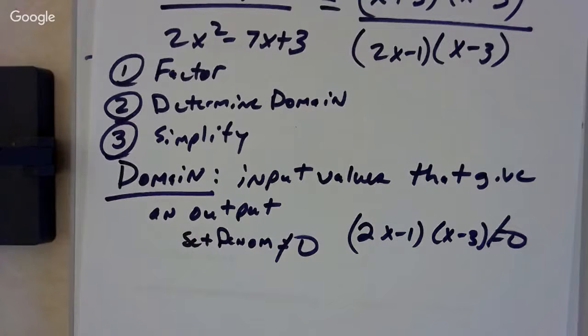So set the denominator equal to 0. The first thing you're going to do is simplify it. Why? Because you don't want to do that twice. You're going to factor it first, then you're going to determine the domain, and then you're going to actually go back and divide that puppy out.